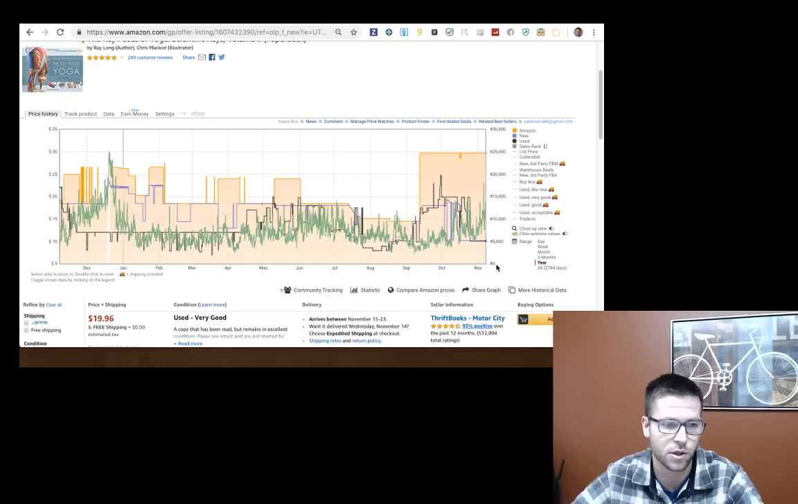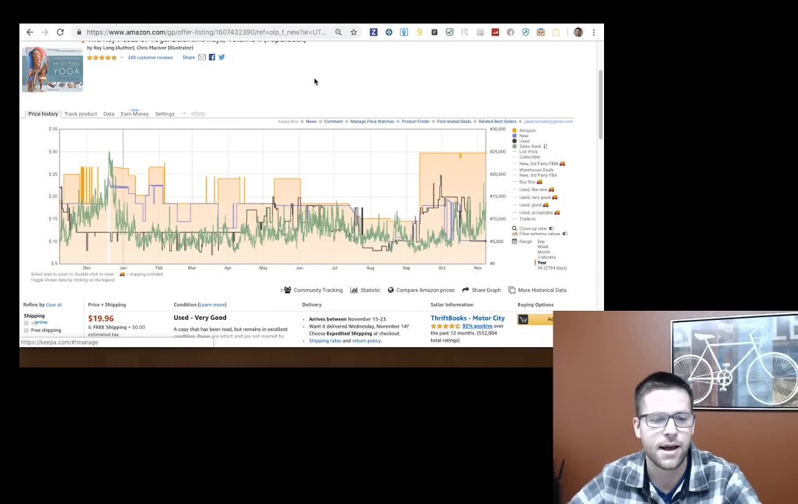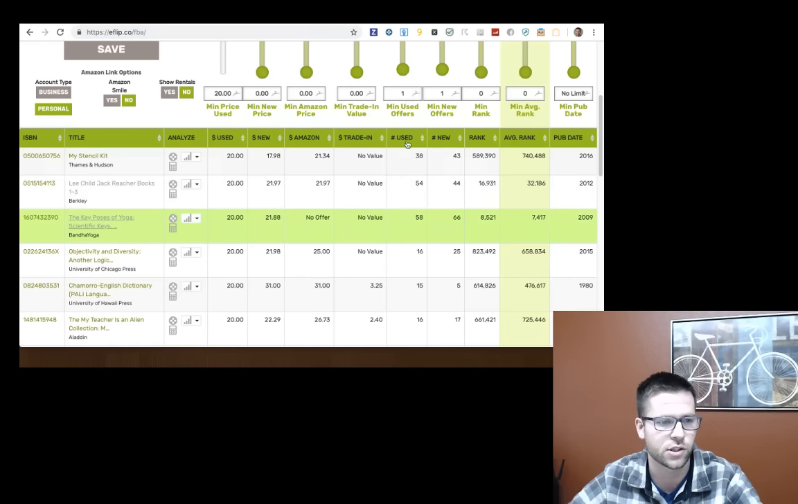If the price is super low compared to where it's been, I'm going to wait and let the price bounce back up. If the price is inflated, which I'll show you in just a minute, then I'm going to try and price it at a realistic level. And Keepa will let us see when it's actually selling.